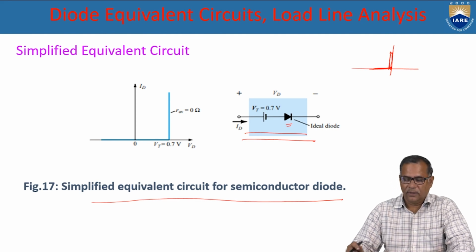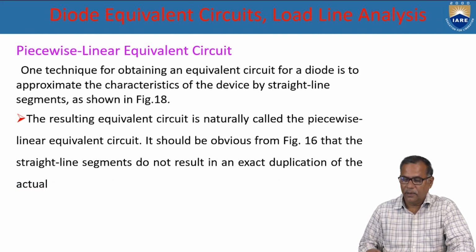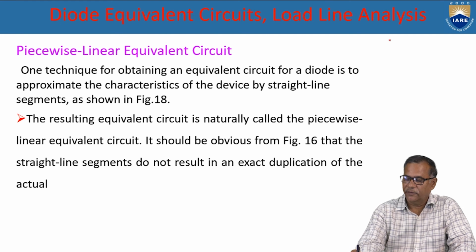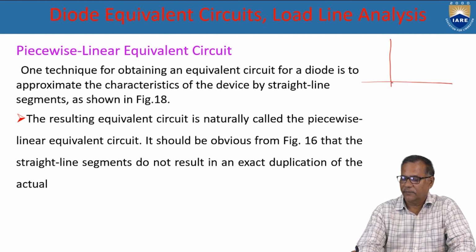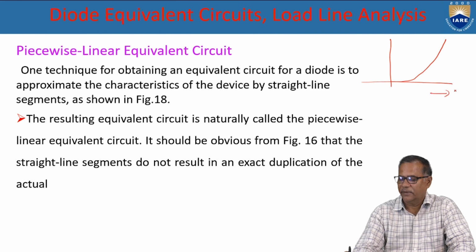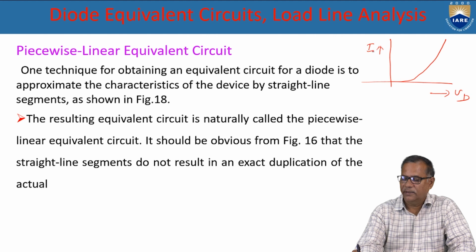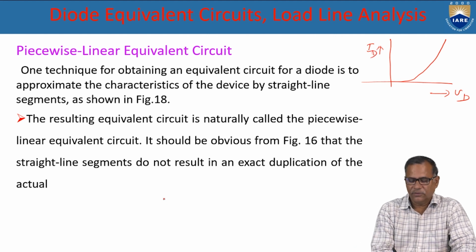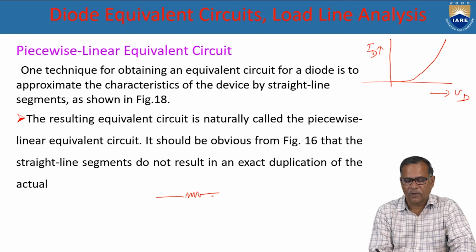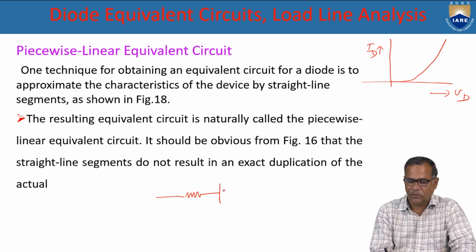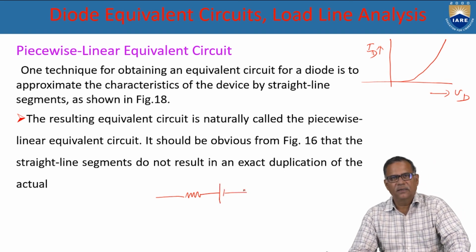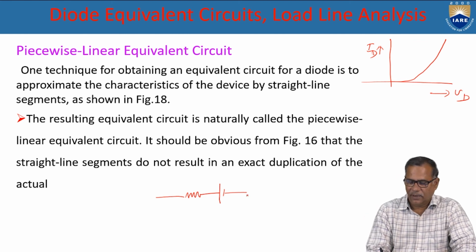But in the piecewise linear model, the characteristic curve is going to be somewhat like this. This is VD and this is ID. And in this case, the diode is going to be represented in this way: a small amount of forward resistance, then a small DC source which represents the cut-in voltage, and then an ideal diode.